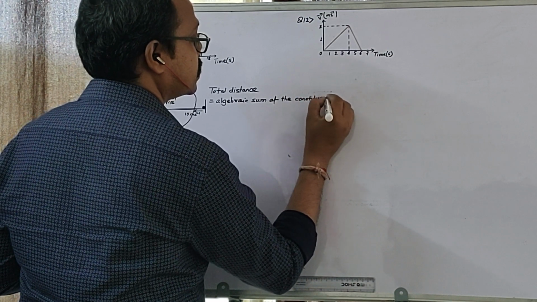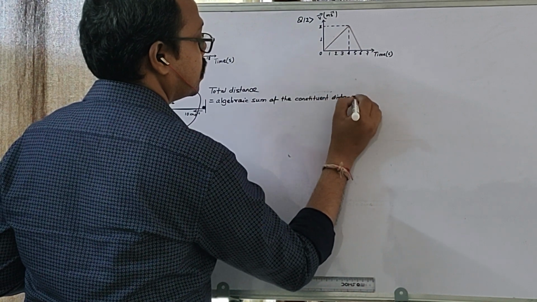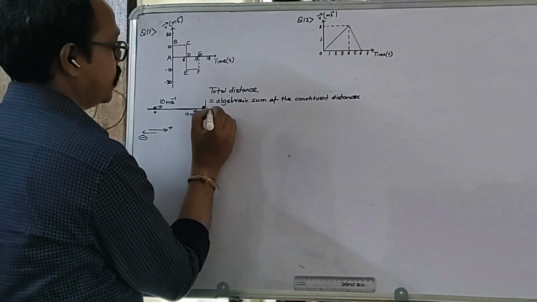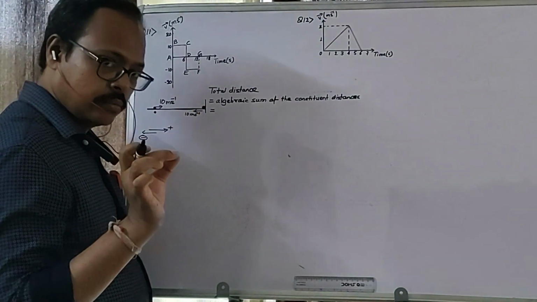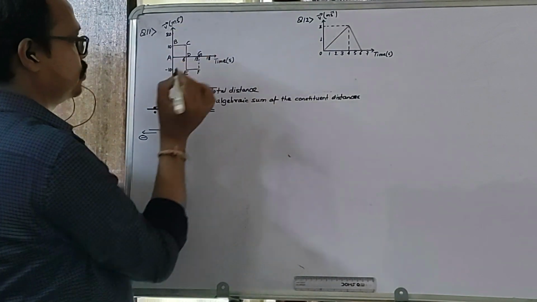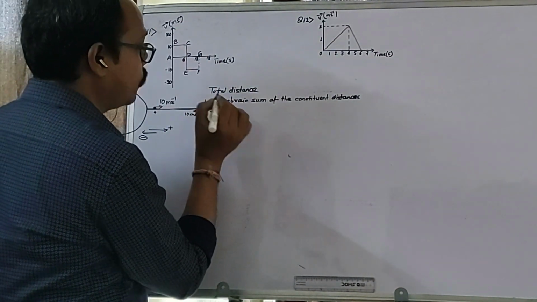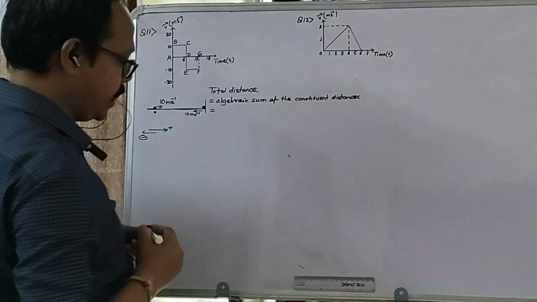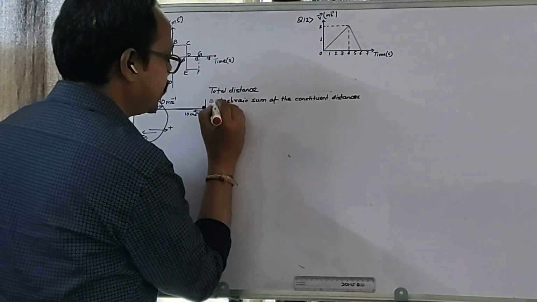Constituent distances. So, velocity time graph. The area of the velocity time graph gives us distance, right? It's a motion in one dimension. So distance we can calculate. While calculating the total distance, we have to keep in mind that we have to take the algebraic sum of the constituent distances. This is the algebraic sum.